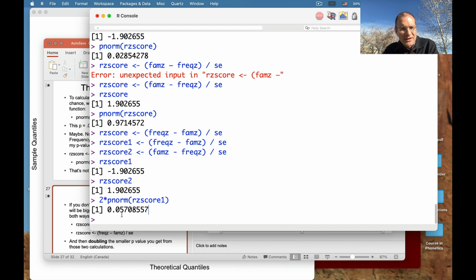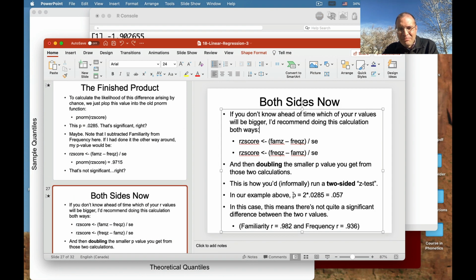So in this case, we are a little bit out of luck because that boosts us over the 0.05 criterion. We get a p-value of 0.057. So unfortunately, this is not actually significant, even though it seemed like for a bit there it might be. So that's the conclusion you can draw, and that's how you would run the two-sided z-test to determine whether two R values are significantly different from each other. But these, which look pretty close, are not significantly different from each other. They're just superficially different from each other.